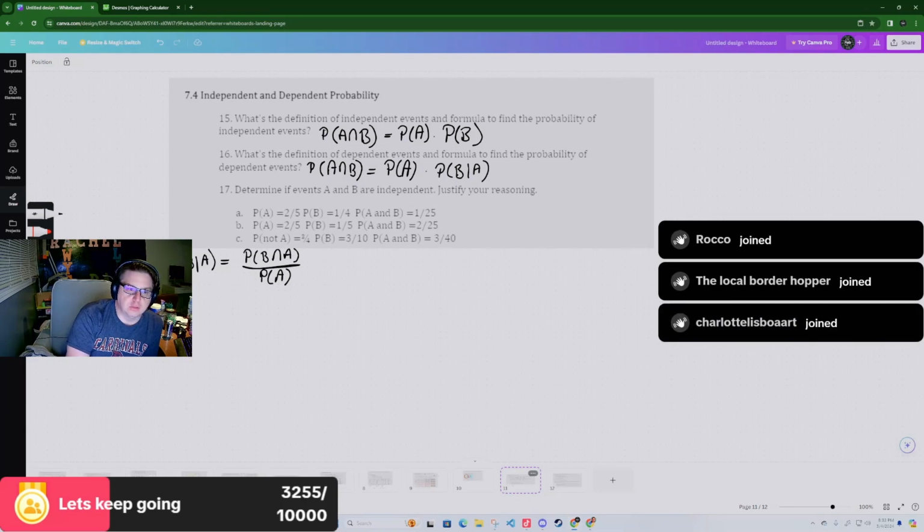The reason we're going to do this is because we got to play the game with the ands. This is a conditional probability. It doesn't have an and in it, but this one does. All right. So determine if events A and B are independent. Justify your reasoning. If I look at this, I can see the probability of A, the total is 5, and then the probability of B is 4.